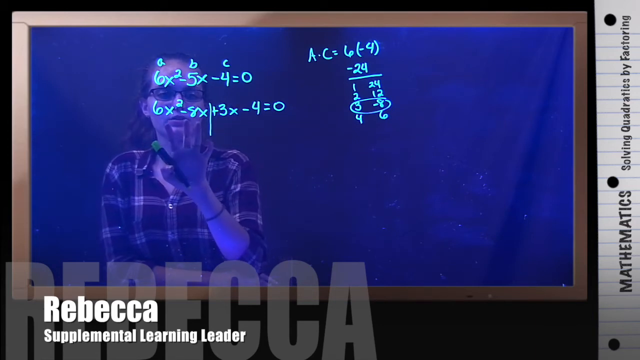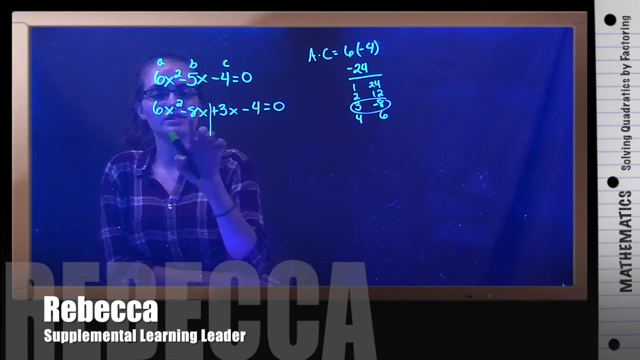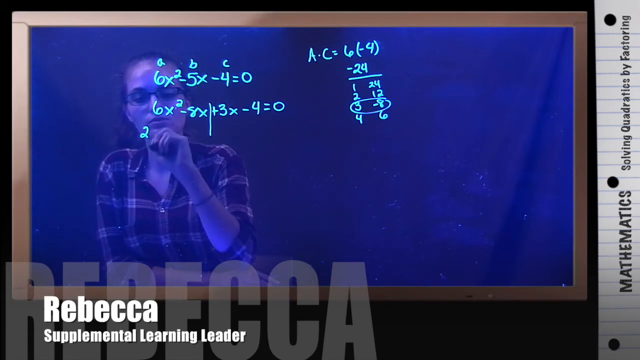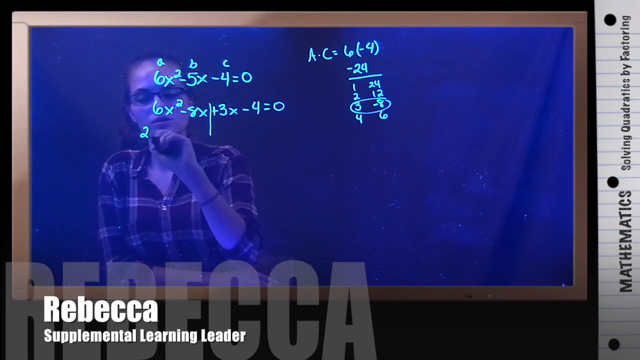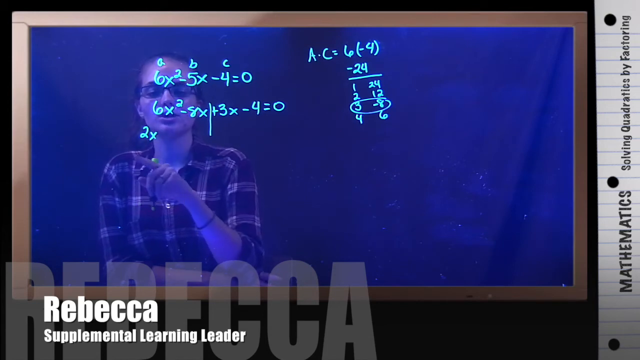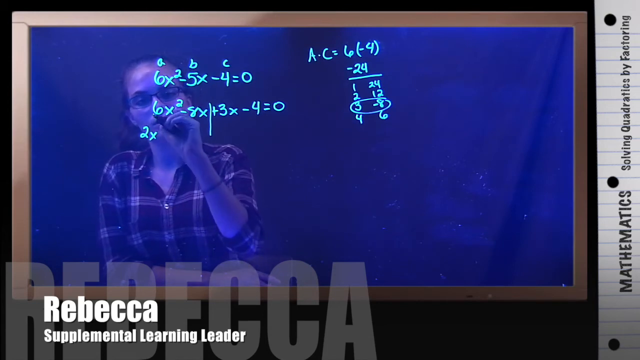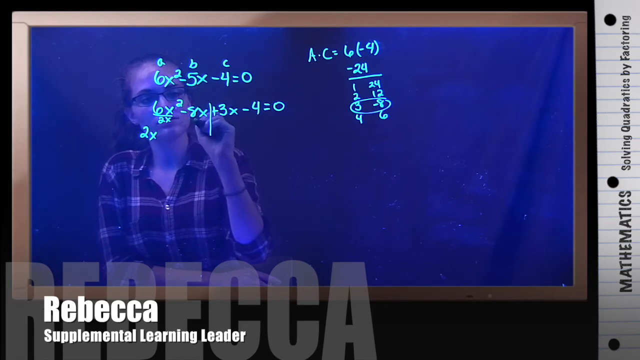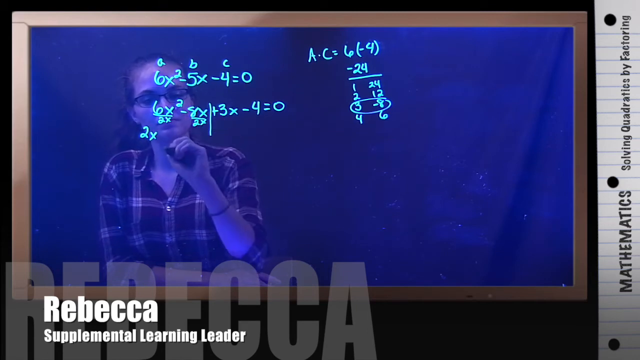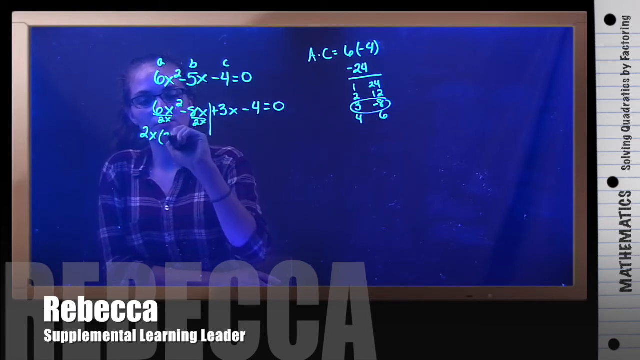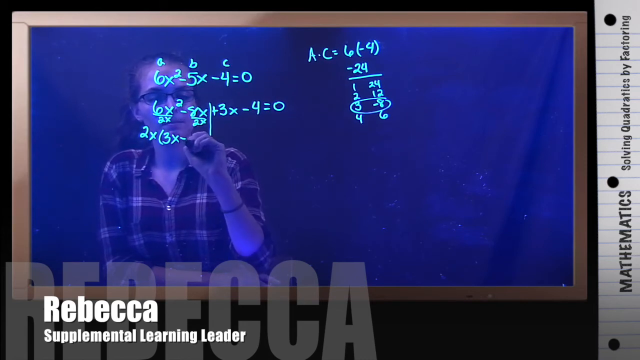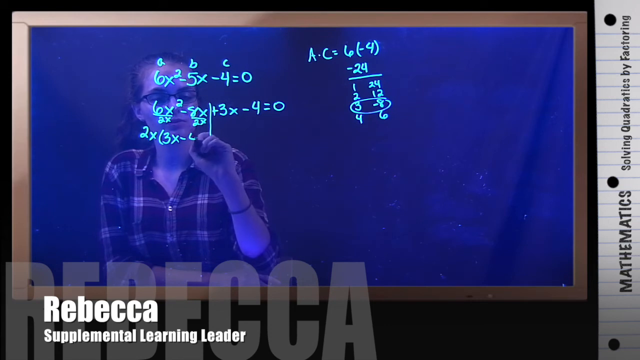So on this side, we have a GCF between 6 and 8, 2, and x squared and x, there's an x common. So our GCF is 2x. So I'm going to divide by 2x on both of those terms. 6 divided by 2 is 3. X squared divided by x is x. Minus 8 divided by 2 is 4. And the x's will cancel.